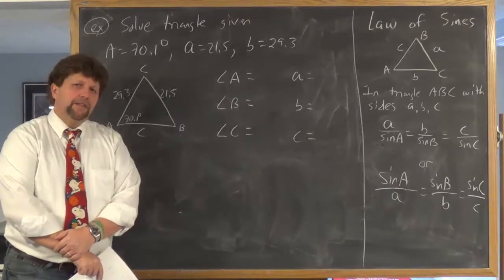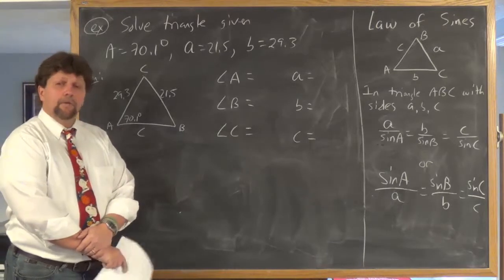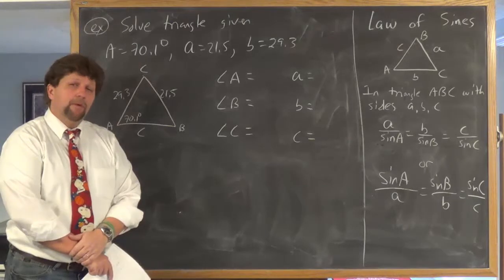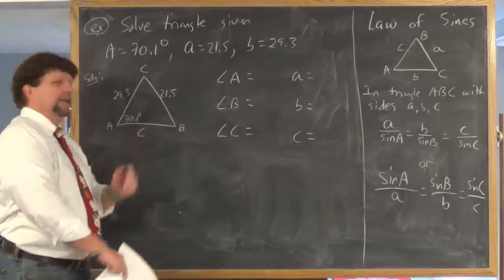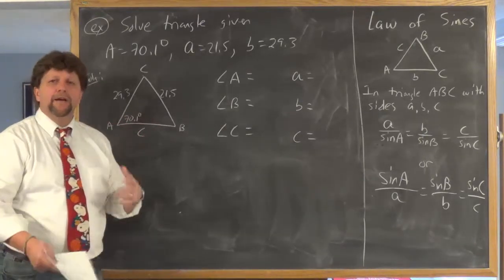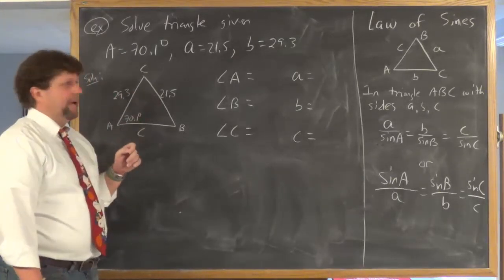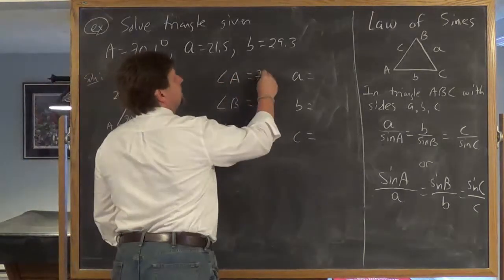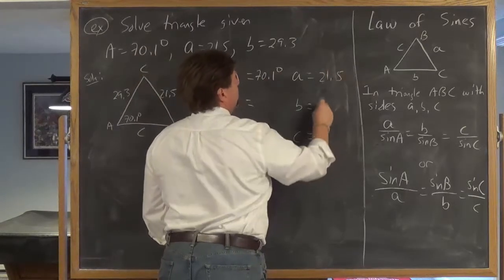All right, hey, let's check out this example. This example says, solve the triangle, and what we're given is angle A is 70.1 degrees, side A is 21.5, and side B is 29.3. I've already taken the liberty to have my triangle sketched in here, and again, notice all my oblique triangles look the same, big deal. I labeled the given information, and what I need to do now is fill in into this area what I know. This is like my quote solution area.